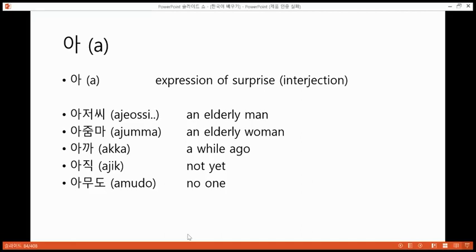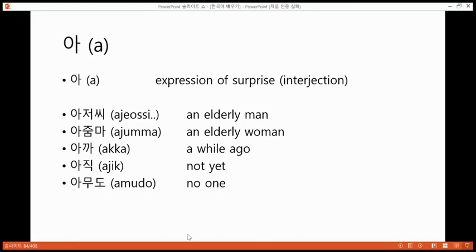Say 아줌마. 아줌마, an elderly woman. In the Philippines, manang. Can you say 사모님? 사장님 is the male boss. 사모님 is lady boss. So you can also call an elderly woman 사모님 instead of 아줌마.